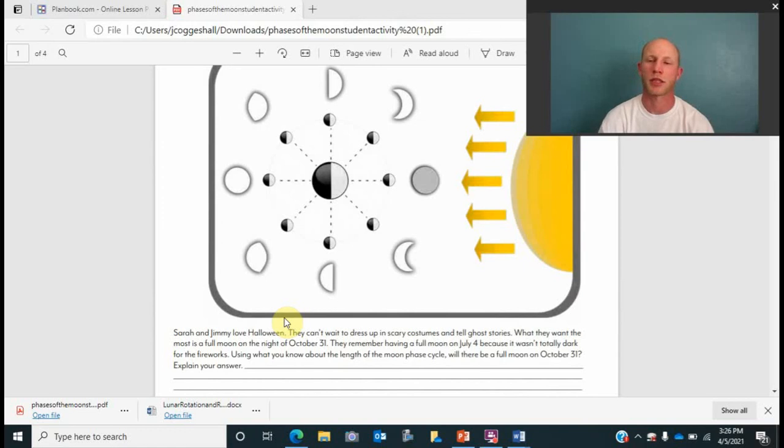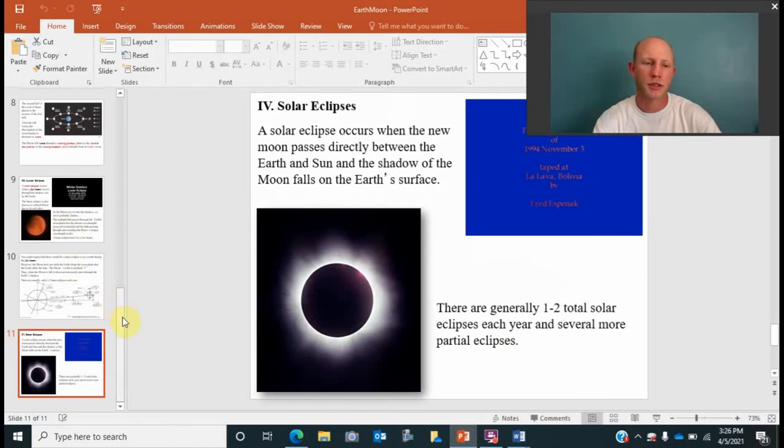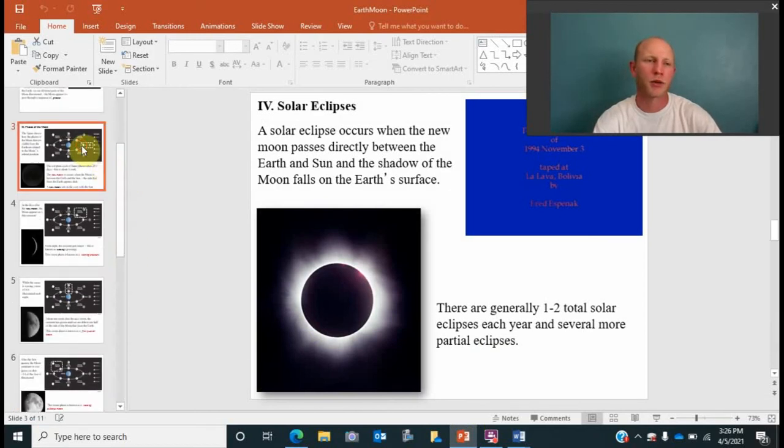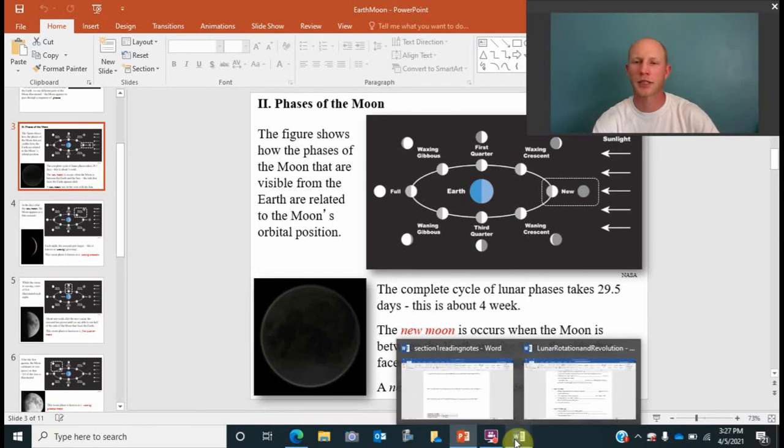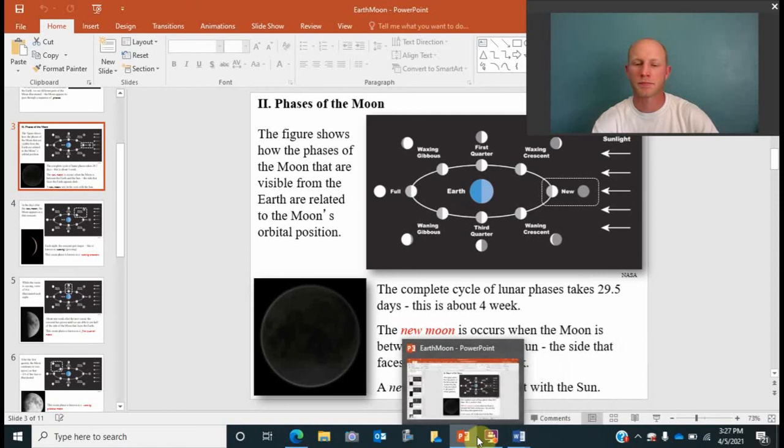Explain your answer. Okay. So you guys got to remember back on the PowerPoint that we were looking at earlier, how often did we see a new moon, or how long did it take for the cycle? So it says the complete cycle of lunar phases takes 29.5 days. Okay, so knowing that, you should be able to figure out whether on October 31st for Halloween they are going to have a full moon. You're going to need to get a calendar out and see if that will work out and explain that to me. Okay.